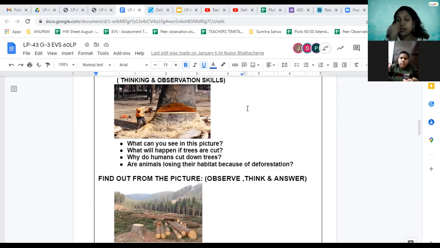As we know, the trees also give shelter to many animals, right? So those birds and animals that are staying in the trees lose their habitat. Yes or no? They lose their shelter, right? If we cut down the trees, have you thought where the animals will live? Those who are staying in the trees, where do they go? They lose their habitat.